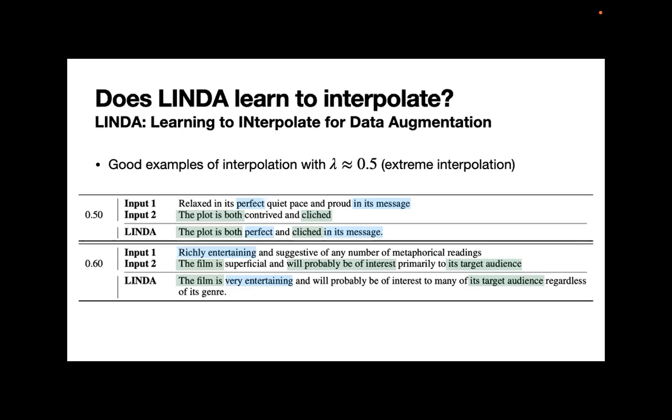But let's look at the second example. Richly entertaining and suggestive of any number of metaphorical readings. The second one is the film is superficial and will probably be of interest primarily to its target audience. Now, the interpolation that we sample with 0.6, which is pretty extreme still, is: the film is very entertaining and will probably be of interest to many of its target audience, regardless of its genre. So this kind of any number of metaphorical readings is paraphrased to regardless of genre and so on. So we do see some of the kind of meaningful interpolation, even with very extreme interpolation coefficients.